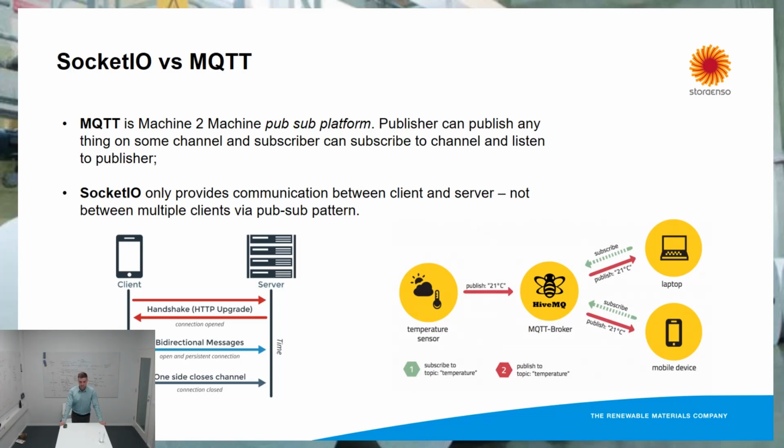Here is a picture of how communication looks between client and server in the Socket IO case, and between clients in MQTT. As I said before, Socket IO provides communication only between the client and the server, and then it's up to the server what to do with the message. Meanwhile, with the MQTT broker, in this case I took a HiveMQ picture, but it can be any MQTT broker, like Mosquitto by Eclipse or HiveMQ, when the device sends the data, the broker doesn't care what to do with this data. It just broadcasts the data to all the connected clients, laptop and mobile device in this case.